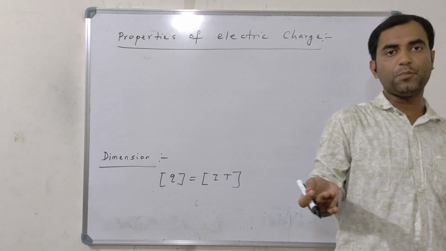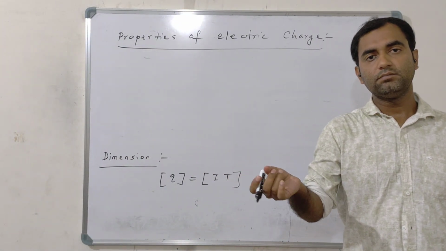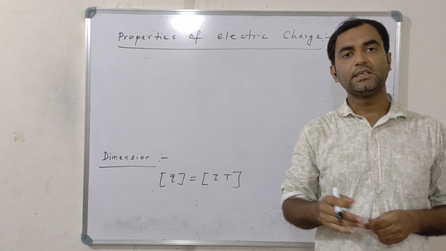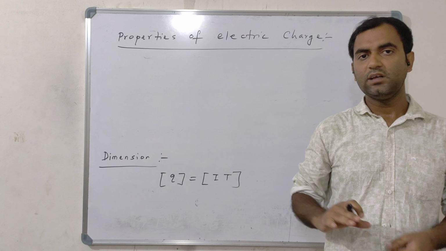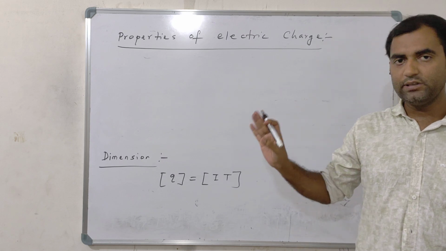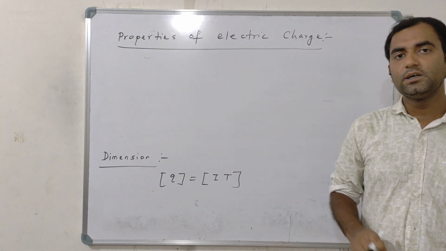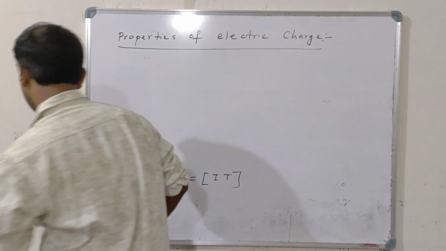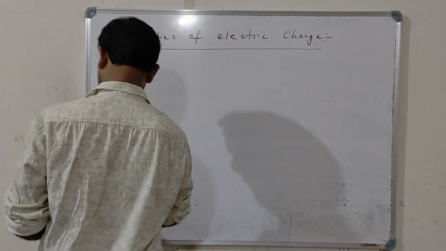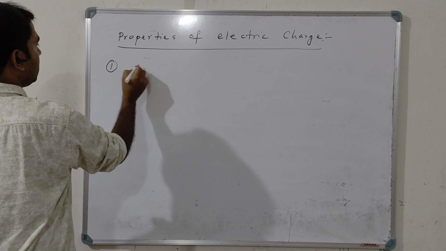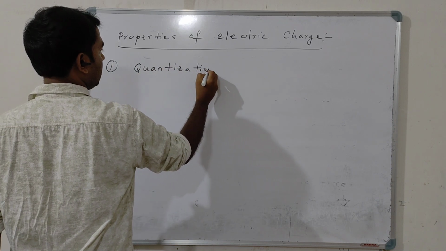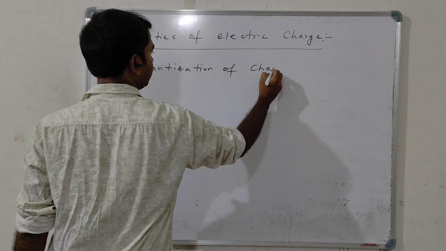There are basic properties actually. We know that like charges will always repel, whereas unlike charges will attract each other. So we will not deal with those types of statements. We will definitely deal with some unknown properties actually. First one is quantization of charge.